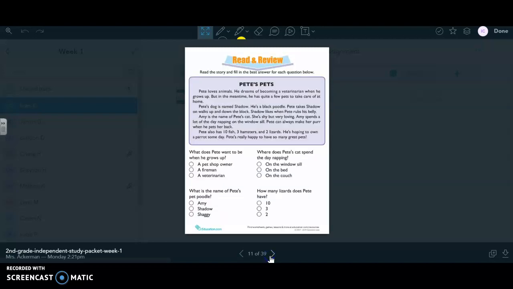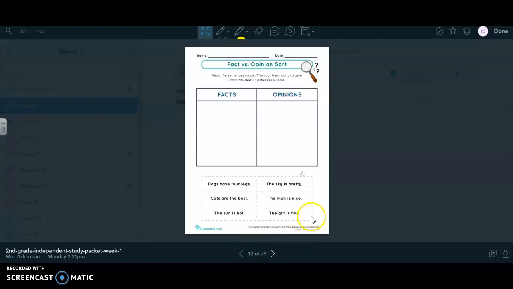Day 2, you are going to read Pete's Pets and answer the questions by filling in the bubble. Once again, we have a fact and opinion sort. You can write the sentences that are facts under facts, and the sentences that are opinions under opinions, or you can go ahead and I'd be okay with you just writing an F beside this sentence right here if you think it's a fact, or you can write an O beside this sentence right here if you think that is an opinion.